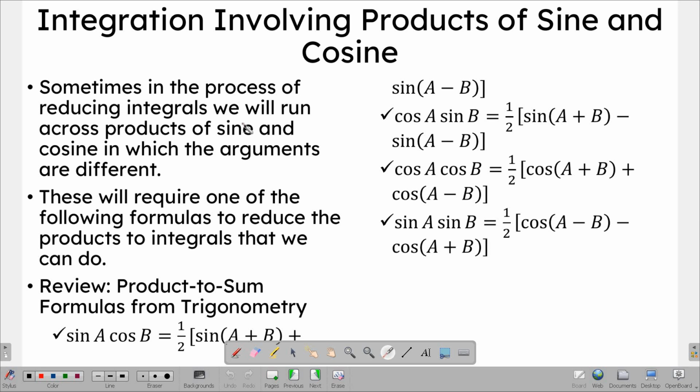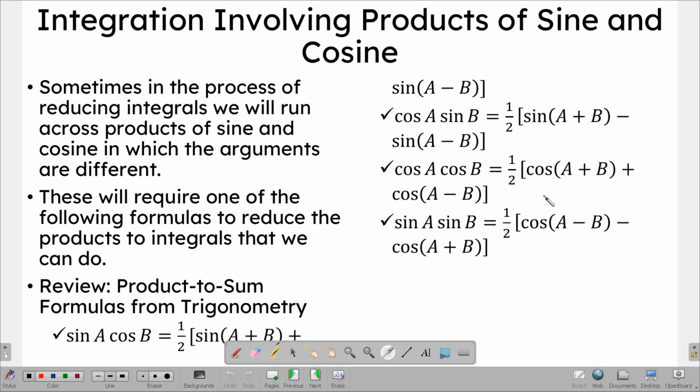So previously we have worked with integration involving powers of sine and cosine, and this time we're going to involve products of sine and cosine, because sometimes in the process of reducing integrals we will run across products of sine and cosines with different arguments. So they will require our product to sum formulas from trigonometry, which we have listed here.